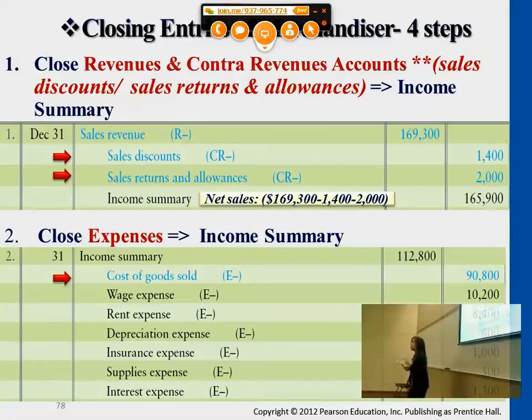Now for some cases, as I mentioned earlier, if there are sales returns and allowances, sales discounts, its regular balance is on the debit side.